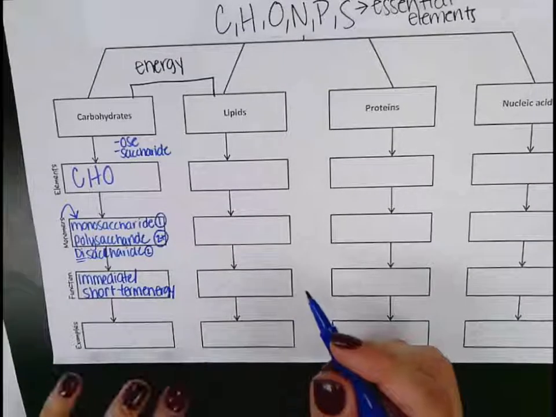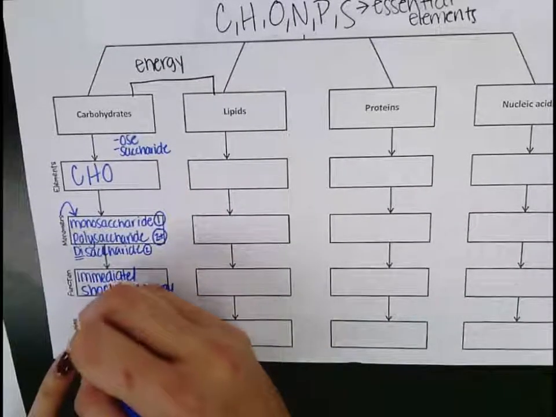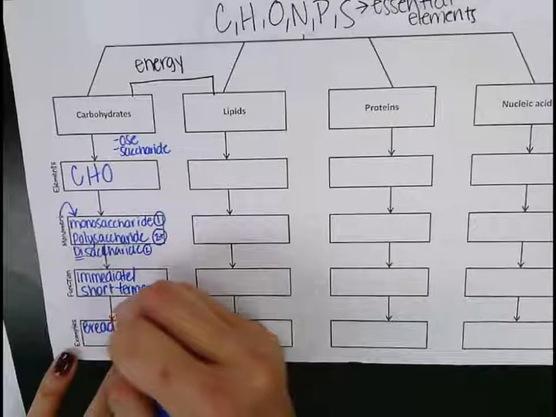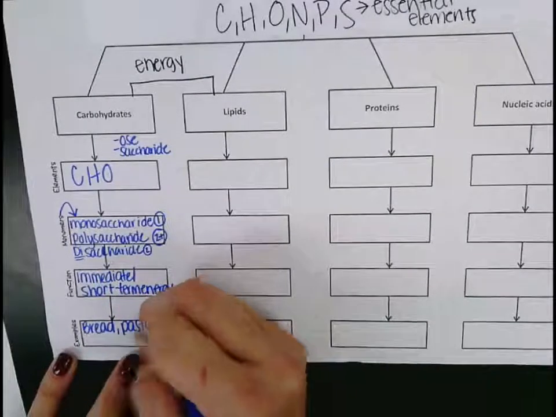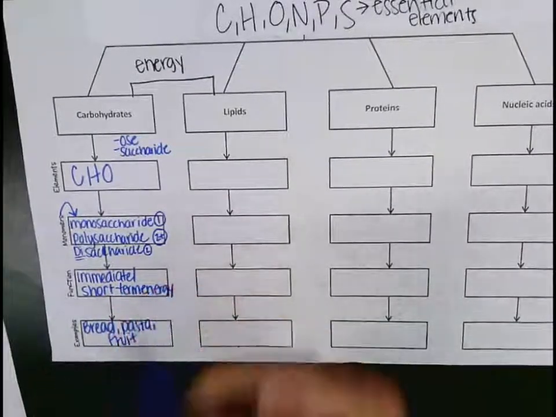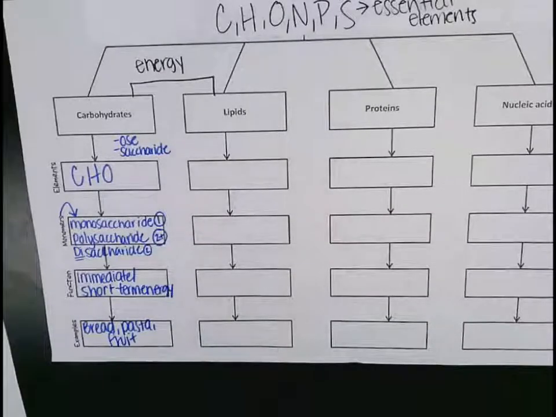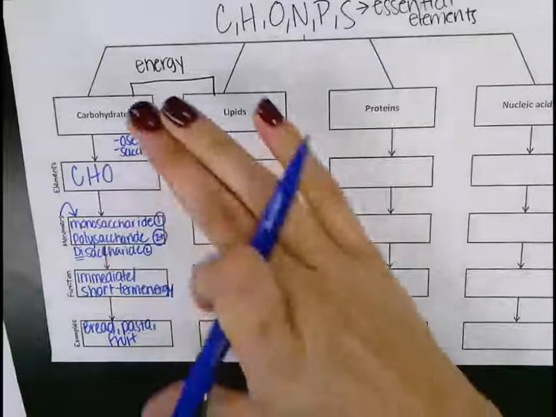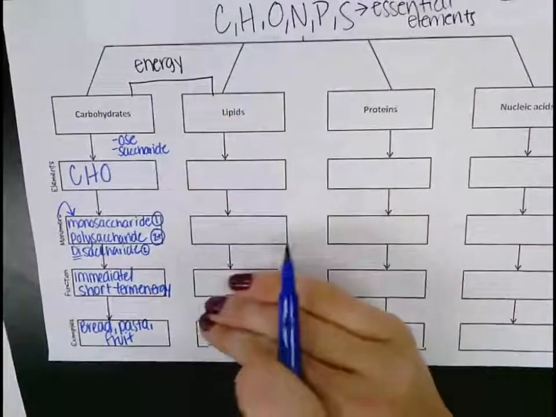And examples of this are things like bread, pasta, and fruit, okay? There are some vegetables with carbohydrates in it. A lot of things have carbohydrates in it. But the more sugar in it, the more carbohydrates are in it. And remember, carbohydrates are important for us because they are short-term energy, okay? We either use it or it's going to turn into something later. So carbohydrates, short-term energy, broken down for you.